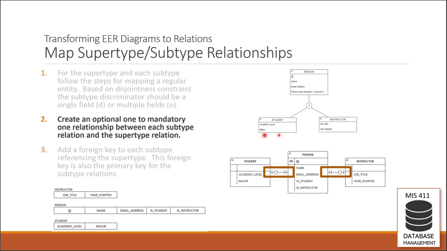Whether you're talking about disjointness or overlap, or total or partial specialization, we know that not every member of the supertype is going to be a specific subtype. Not every person is going to be a student. So if we read this out, we would say that each person may not be a student, or may be a student at most once. One person is not going to be two students.